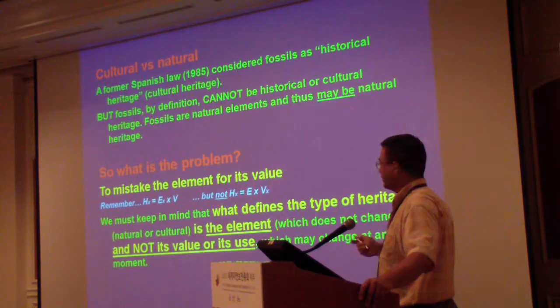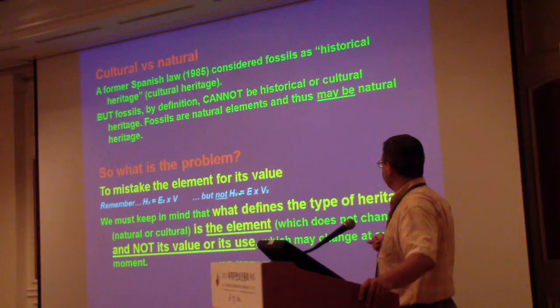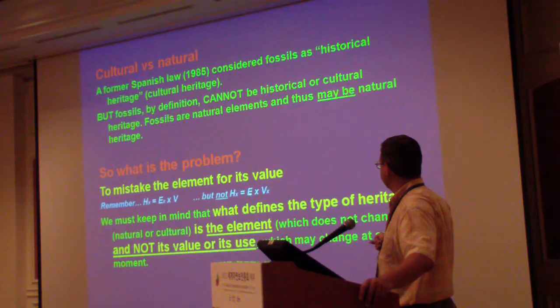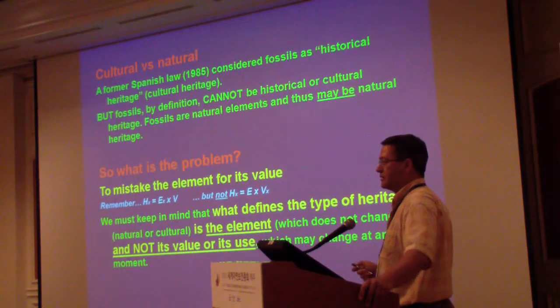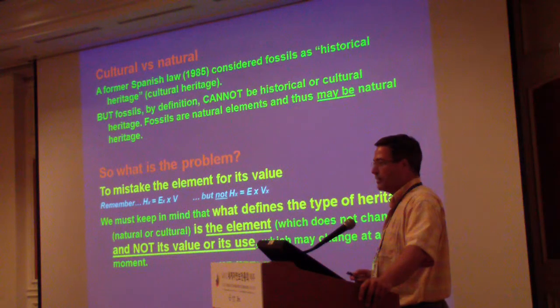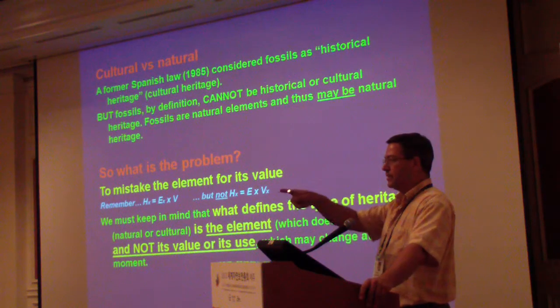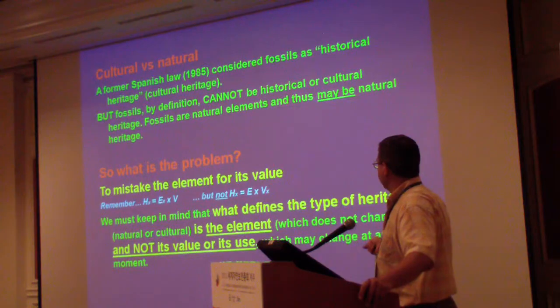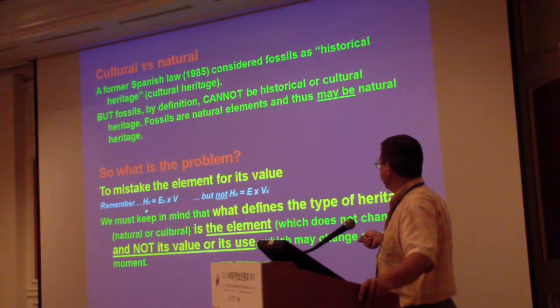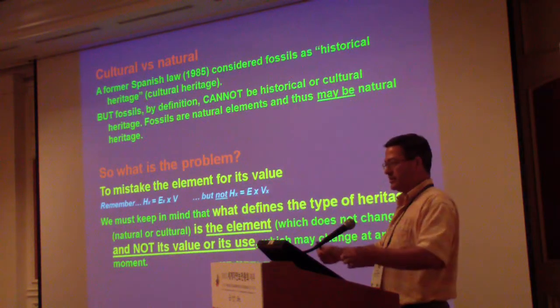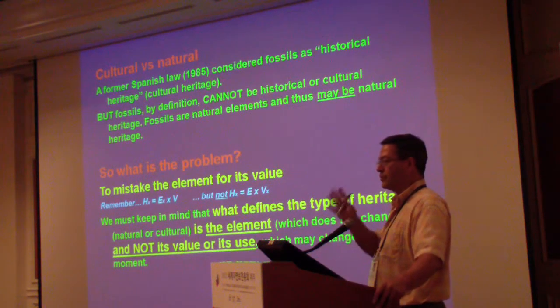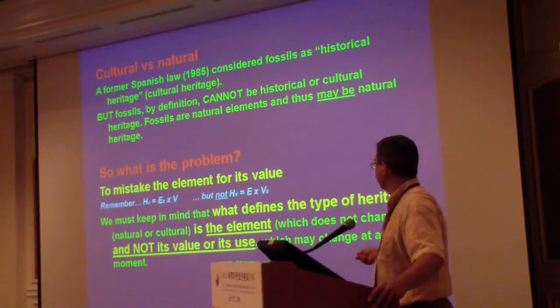But this is not the case. What defines the type of heritage is the element. The type of heritage is not defined by the type of value. Okay? And it's very simple. Why is this? I mentioned it in the beginning. You were not here. Because heritage is elements with value. The elements are fixed, are set. We know what elements we are talking about.